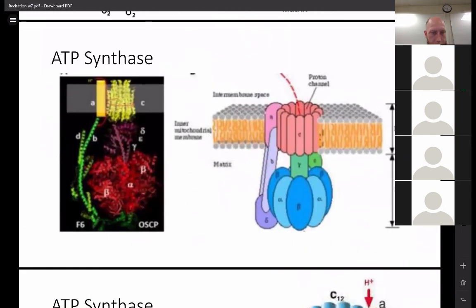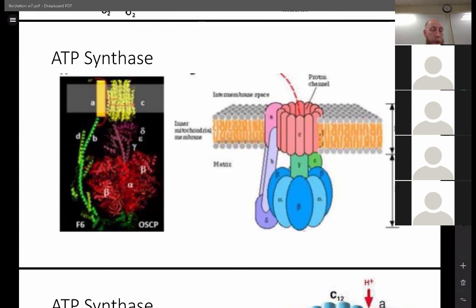So complex 5 is fascinating. It's one of my favorite proteins, but it is a fascinating molecule nonetheless. I will go further into depth for the next recitation in terms of the ATP synthase and the inhibitors and everything that we can talk about. What I really wanted to go over this week is to introduce you to what is complex 5, what is ATP synthase, because it is a fairly complicated molecule.